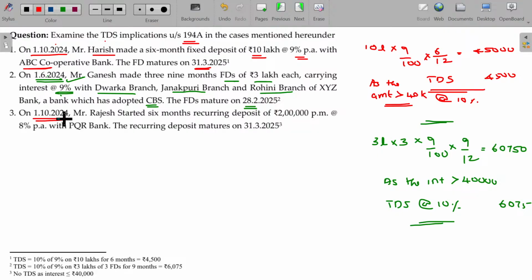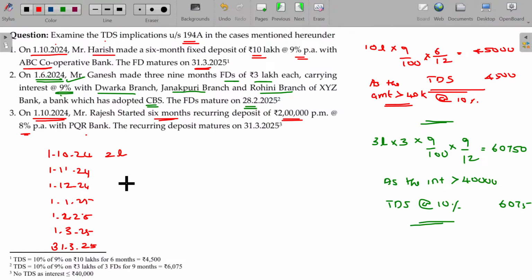On 1/10/24, Mr. Rajesh started a 6-month recurring deposit of rupees 2 lakhs at 8% per annum with PQR. The recurring deposit installments fall on 1/10/24, 1/11/24, 1/12/24, 1/1/25, 1/2/25, 1/3/25, and all the money matured on 31/3/25.